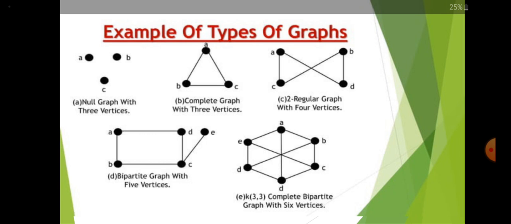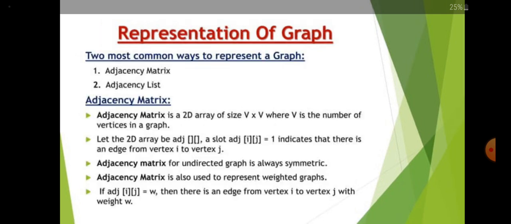First is the null graph. There are 3 points A, B, and C. Then the second is the complete graph, which is a triangular one with 3 vertices. The third is the regular graph with 4 vertices. Then the bipartite graph with 5 vertices, and the K3. The last one is the complete bipartite graph with 6 vertices.